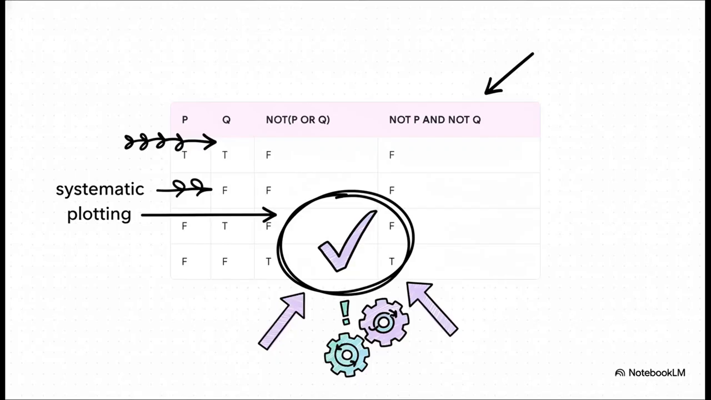And you don't just have to take my word for it. By systematically plotting every possible true and false scenario for P and Q, we can calculate the results for the left side of De Morgan's law, and then the right. Notice how those final two outcomes are utterly identical. False, false, false, true. When truth tables match up perfectly like this, the statements are logically equivalent. It's a foolproof visual proof.